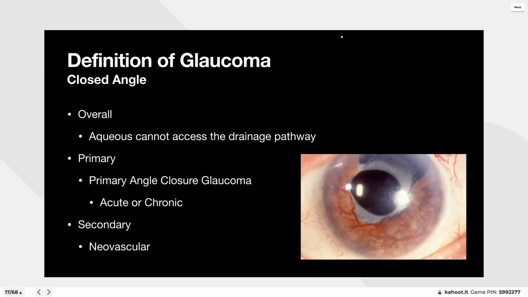A picture I've shown here is called neovascular glaucoma, where, secondary to some ischemic events in the eye, new vessels are produced, and those vessels grow around the angle and actually zip it up. And so no fluid gets access to the angle and no fluid is able to be drained.